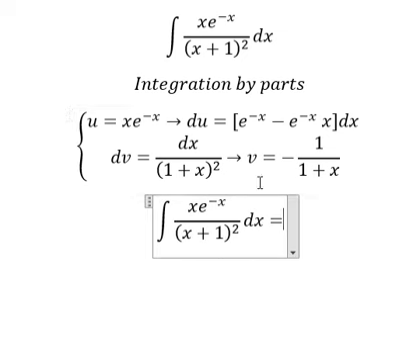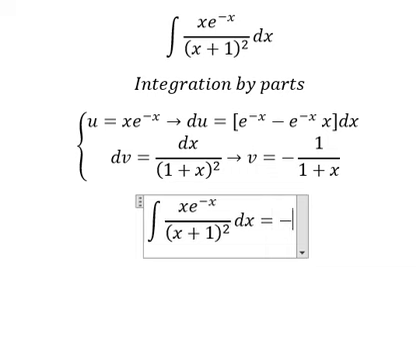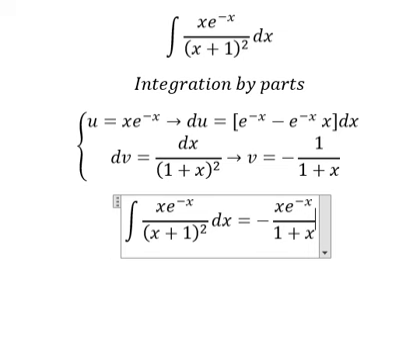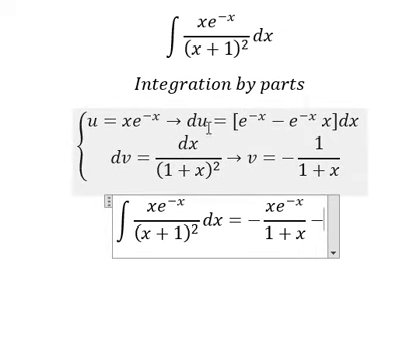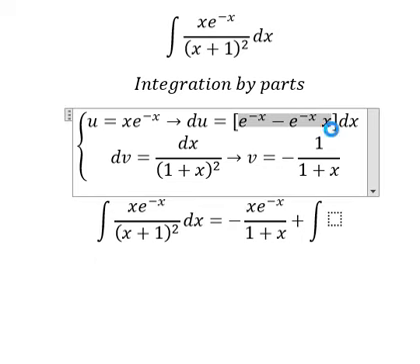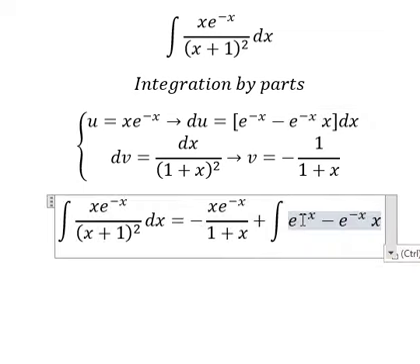So I will put u multiplied by v minus, we put the u multiplied by v, so negative and negative, we have positive. So we have the integration of this one divided by 1 plus s.